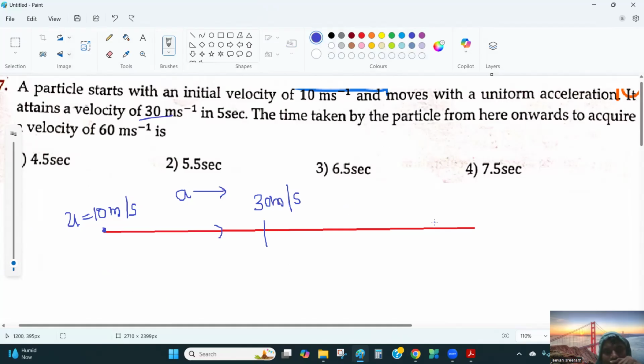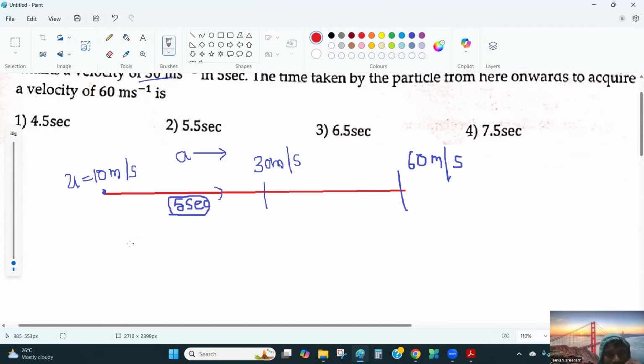30 meter per second. The question is still asking what time is necessary, what time the object takes to get its velocity to become 60 meter per second. So from here to here, of course, acceleration you can easily find out because it was clearly given, 5 seconds.